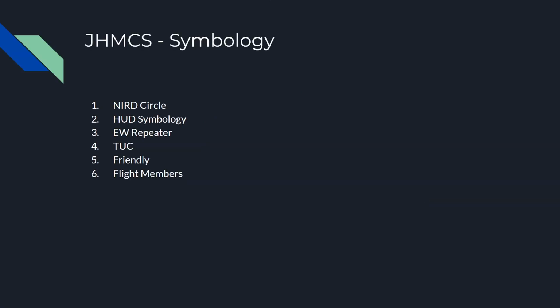All right, so I actually didn't have an image for this, but your JHMCS is going to display these things. I don't know why I just put down HUD symbology. But it will give you your normalized in-range display circle, or your NIRD circle. It will always show the EW repeater, so you're going to get the lock lines or the RWR lines on the JHMCS. It's going to show your currently selected track. It's going to show friendlies. It's going to prioritize friendly flight members over friendlies, and then that over your track. So it's actually the inverse of how it prioritizes them, but you can change that.